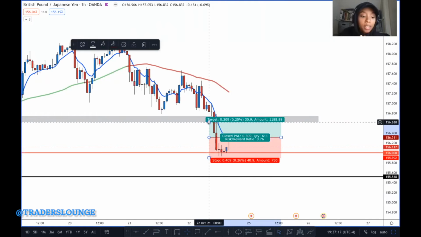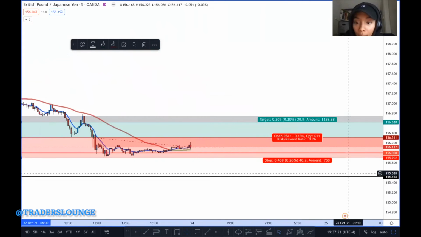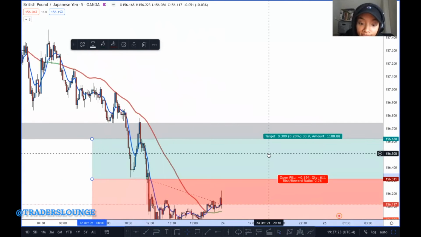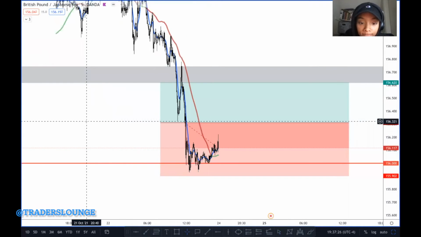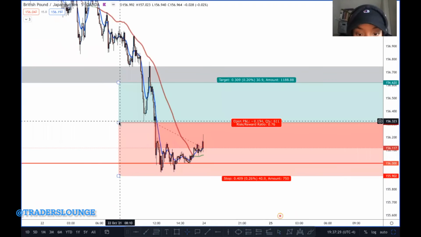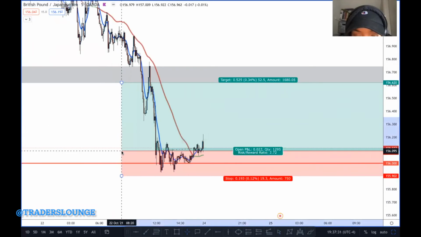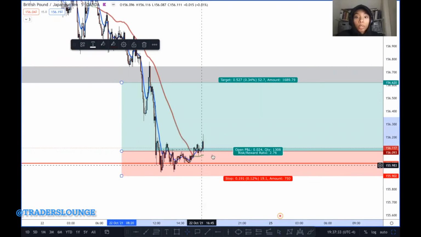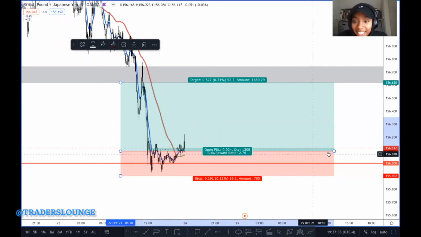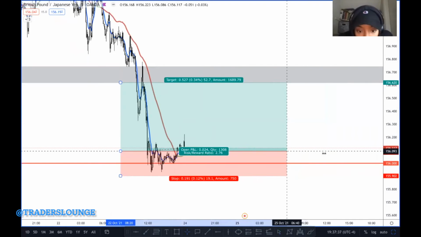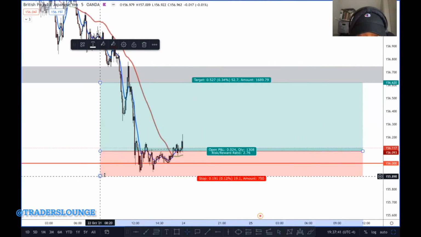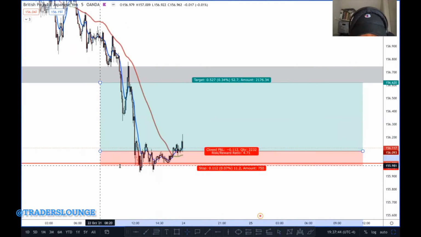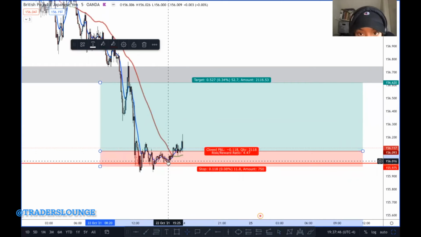Wait, hold on, man. This is a 5 minute. This is a 1 hour. Oh yeah, that's crazy. Our entry, we're down here. Us scalpers, we're down here. Yeah, 2 to 1, 50 pips, and that's pretty good. I would say stop loss right here for this low.